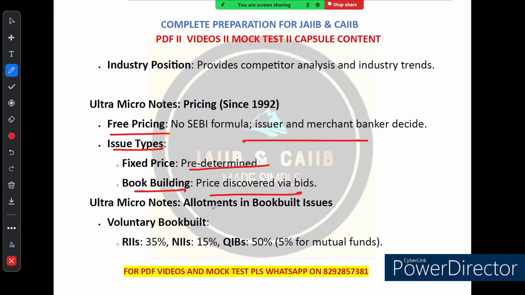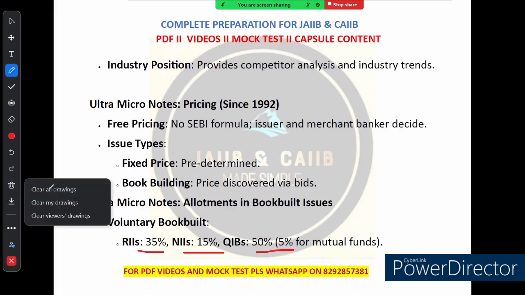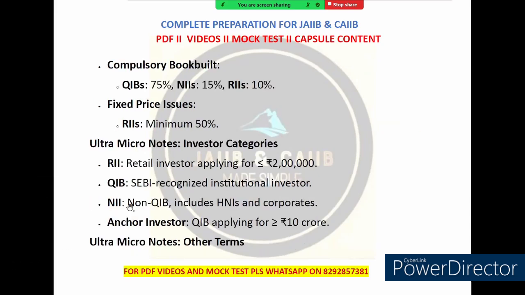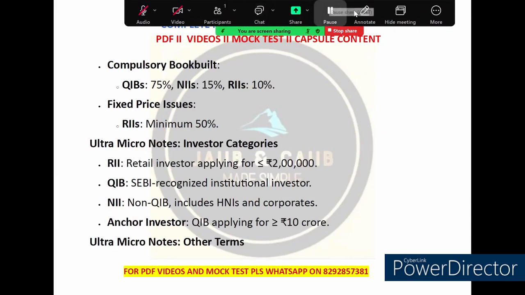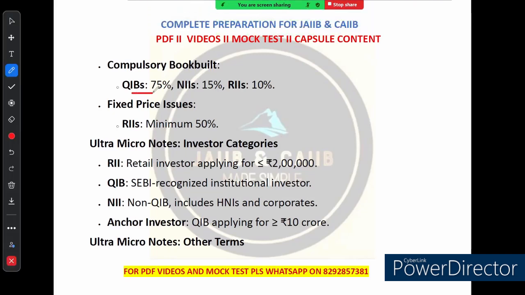Now the next topic is allotment in a book build issue. If it is a voluntary book build, then 35% for retail investors RII, 15% for non-institutional investors NII, and 50% for QIB, including 5% reserved for mutual funds. If we talk about the compulsory book build, then 75% goes to QIB, 15% to NII, and 10% to RII. So that's your quick guide to SEBI norms, IPO pricing, and share allotment.